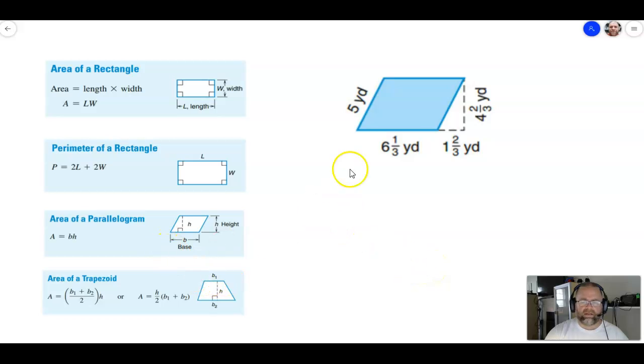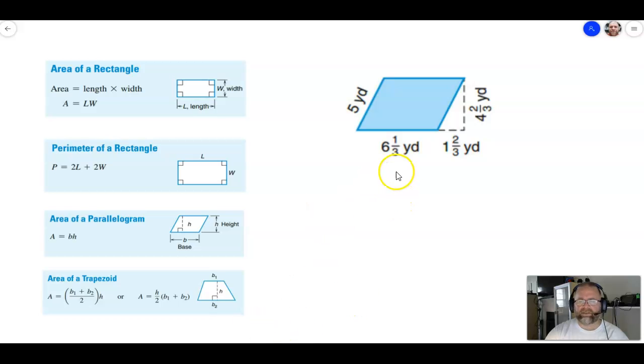All right, so this definitely looks like a parallelogram because these two opposite sides are parallel to each other and these two opposite sides are parallel to each other. But it's not a rectangle because these sides do not meet at right angles there. So we're going to use the formula for the parallelogram. So the first thing we're going to do is find the perimeter, however.